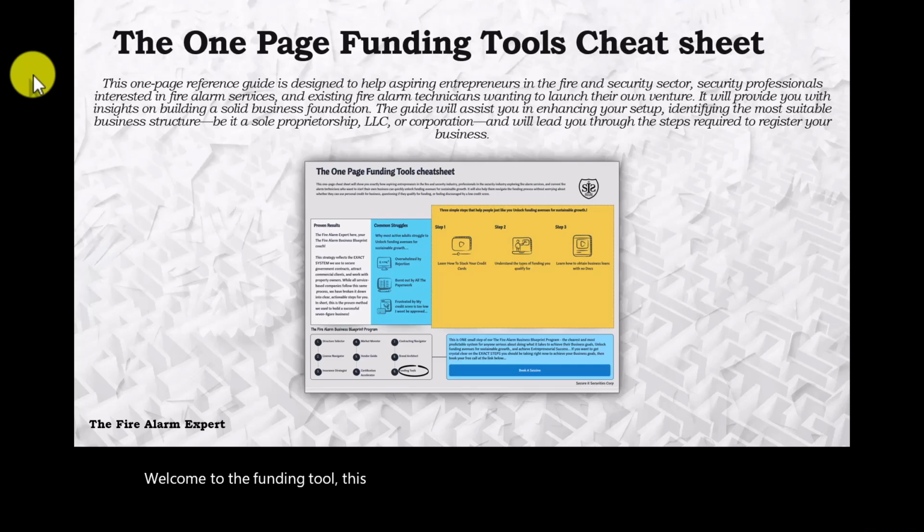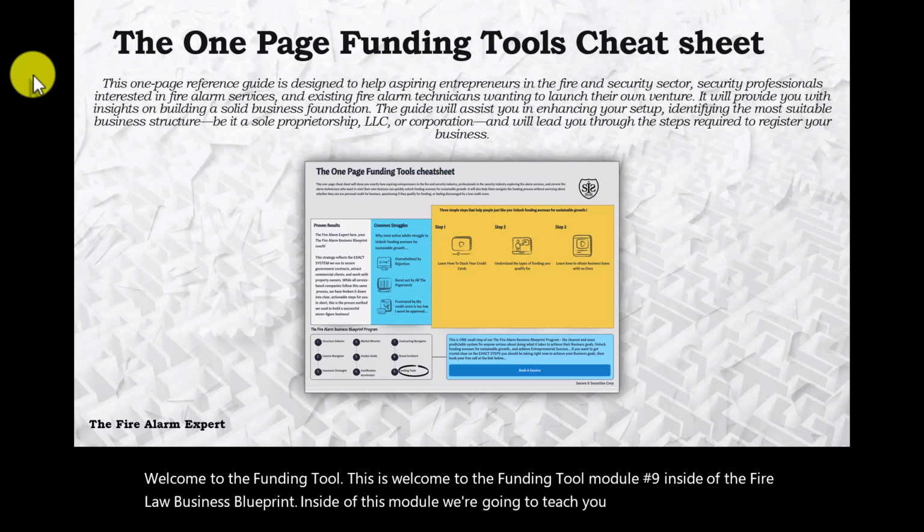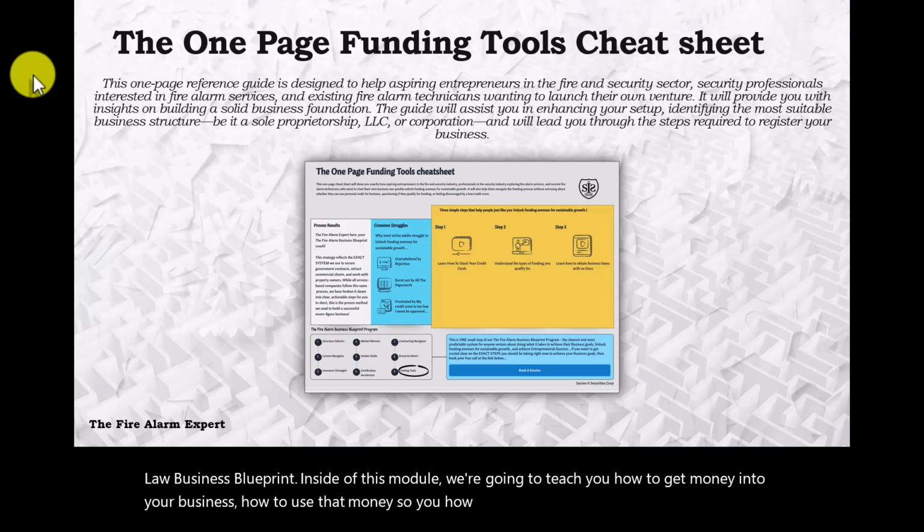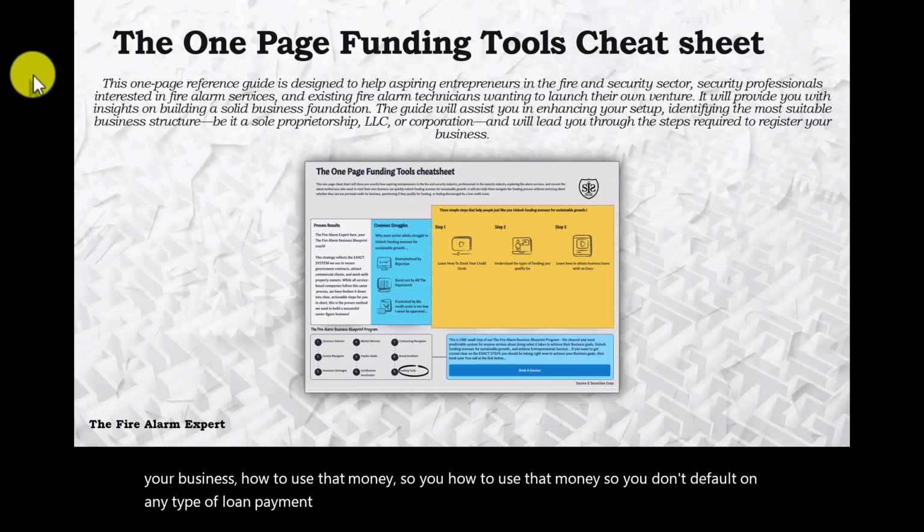Welcome to the funding tool, module number 9 inside of the Fire Alarm Business Blueprint. Inside of this module, we're going to teach you how to get money into your business, how to use that money so you don't default on any type of loan payment. Also, the differences between personal and business credit. All right, so let's get straight into it.